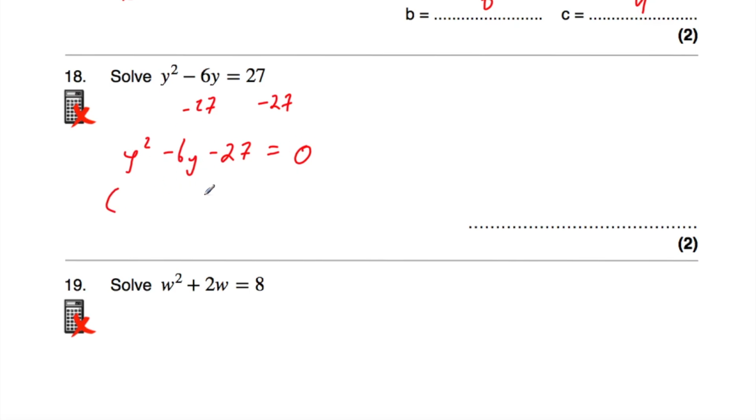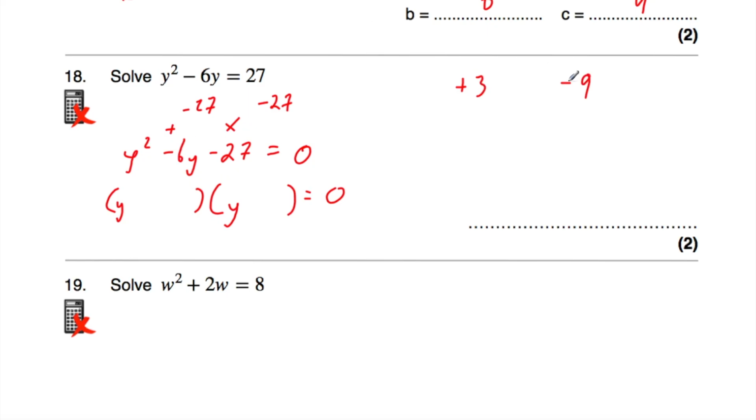So let's factorise. So bracket, bracket, bracket, bracket equals 0. Because it's y squared, we're going to put y's at the front of both brackets. And we want to find two numbers that will multiply together to give us negative 27, and we'll add together to give us negative 6. Now because they're timesing together to give us a negative, one's going to be positive and one's going to be negative. And we want them to times together to be minus 27. And then when we add them together, we're going to get minus 6.